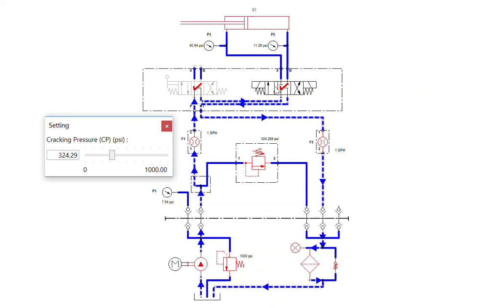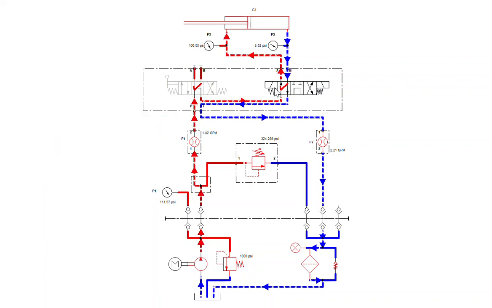So I'm going to fully retract the cylinder using the directional valve. And once it's all the way back, flow ceases. Zero flow going in, zero flow coming out, because you can see all the flow is going through the relief valve. There is no flow path up here, so this is the next best place to go.